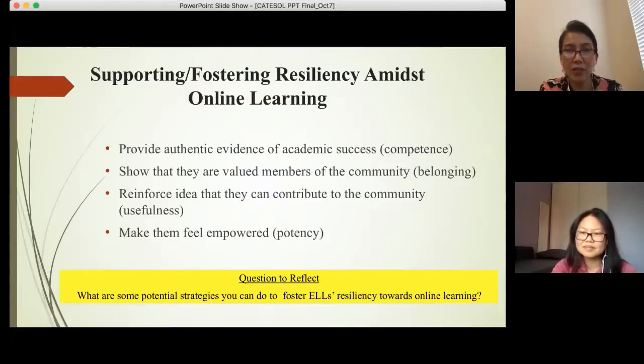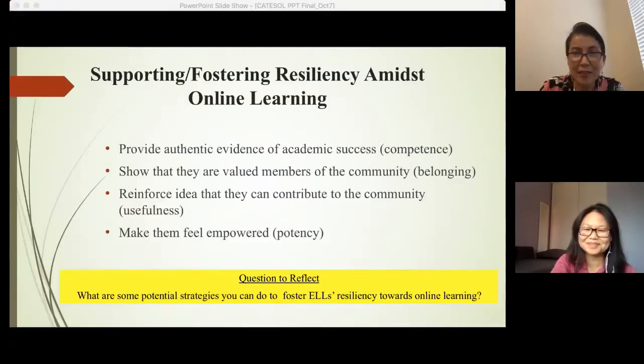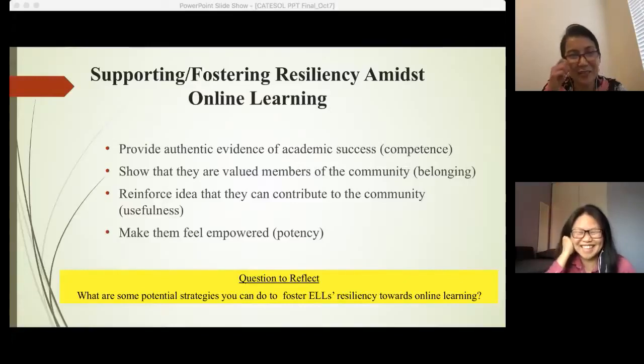So here's a question for us to reflect on. What are some potential strategies you can do to foster English language learners' resiliency towards online learning? Anybody who'd want to chime in? Anything that you've done in your own classrooms? Anything that you want to share with us? Feel free, because we don't have all the answers to this question. So go ahead, Kimmy, if you'd like to chime in first as an example.